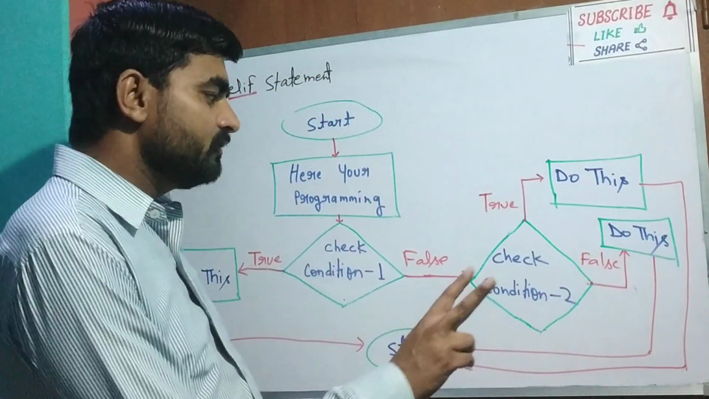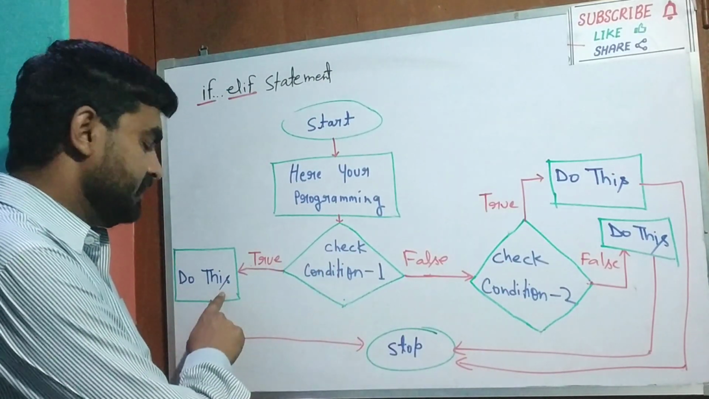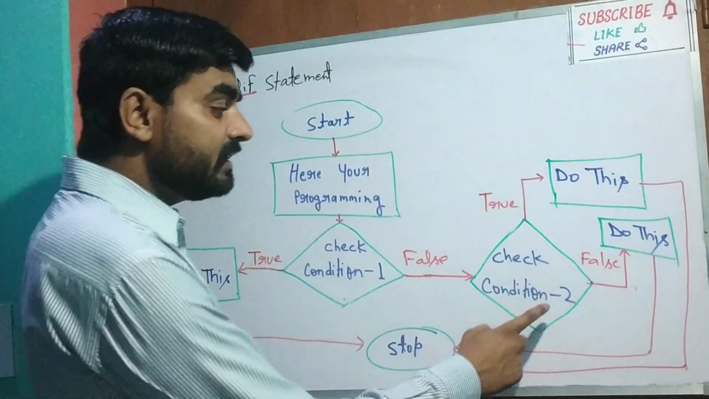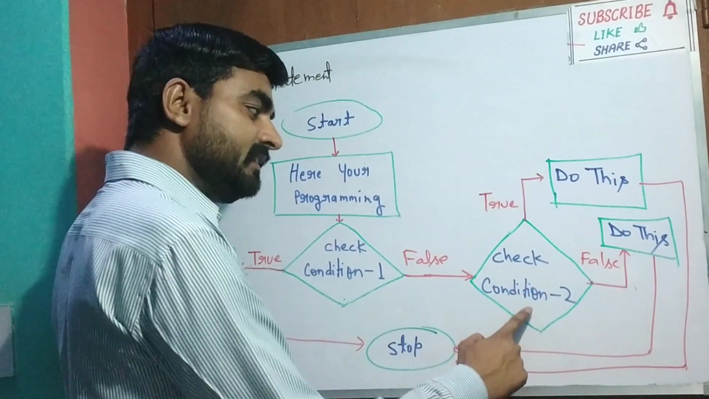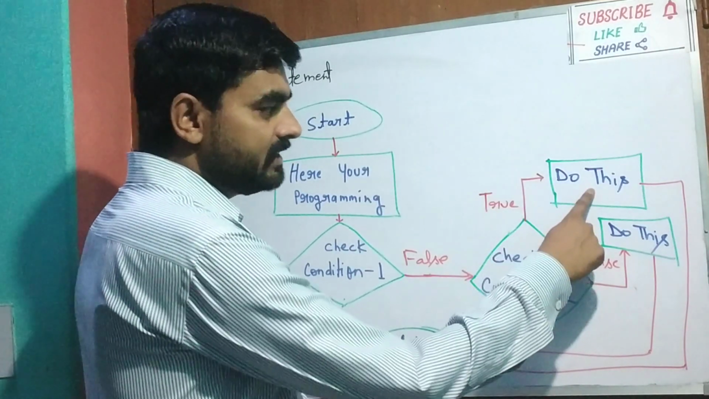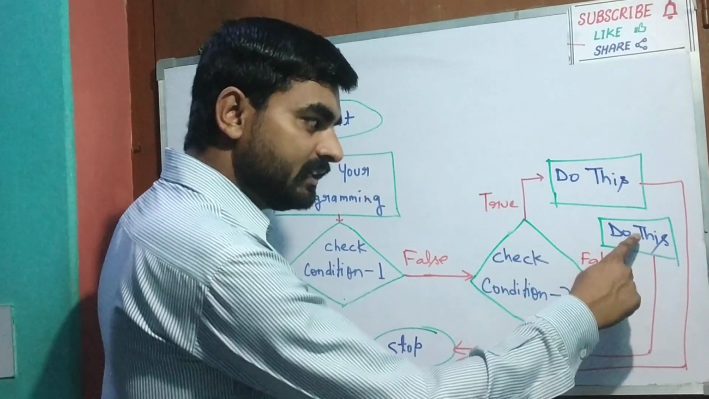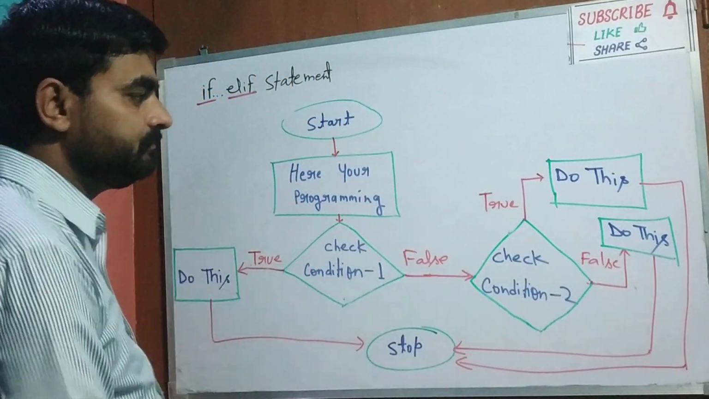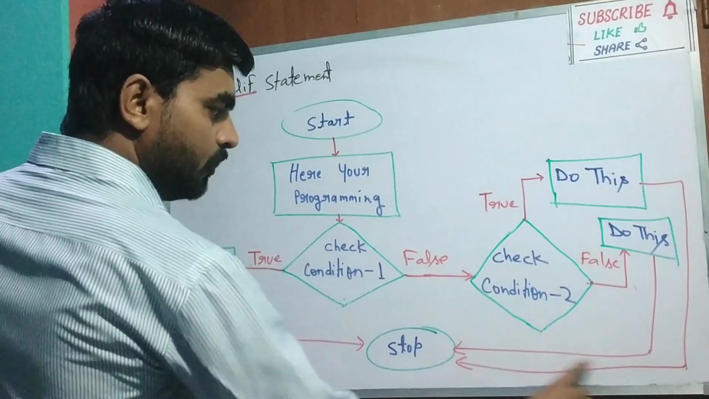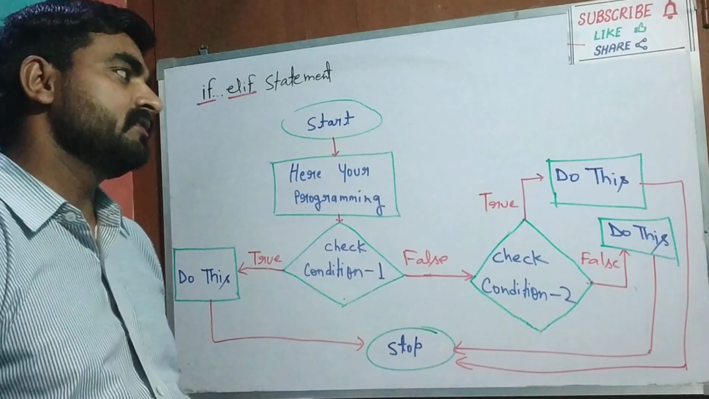I have given only two conditions. So if the first condition becomes true, this statement will happen. If the condition is false, a new condition will be checked, and then the condition may be true or false. If it is true, then this statement will execute. If this condition becomes false, this statement will happen, and then at last all these statements will be executed, then the program will stop.